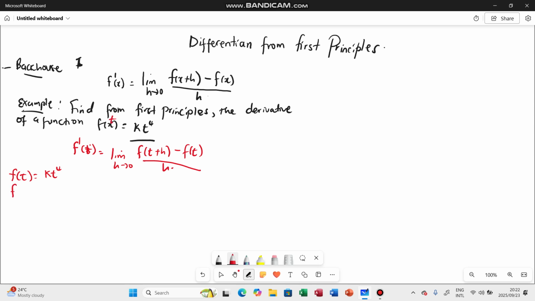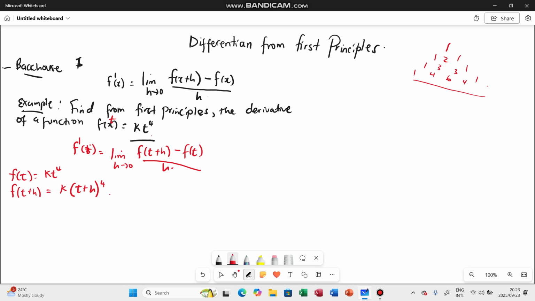Now we need to get the f of t plus h. How do we get f of t plus h? Wherever there is t here, it will be k into t plus h to the power 4. Now here we're going to use the binomial expansion where we have 1, 1, 1, you put a 2, 1, 1, you put 3, 3, 1, and then you have 4, 6, and 4. This is the power 4 whereby we have to get that expansion.